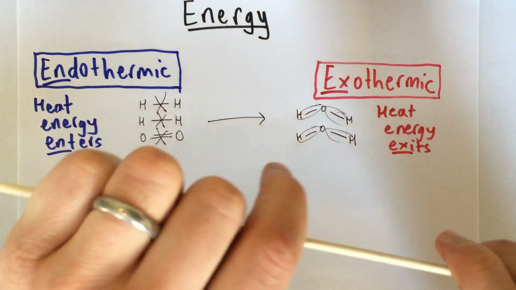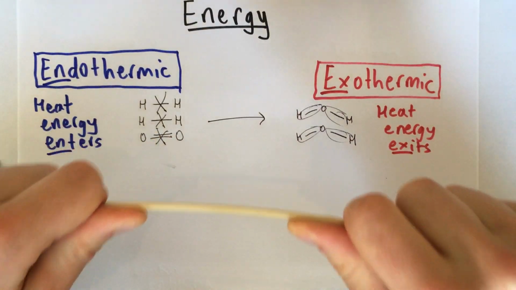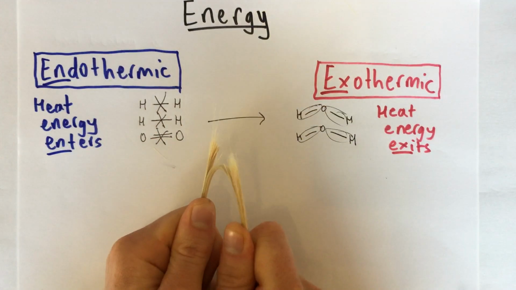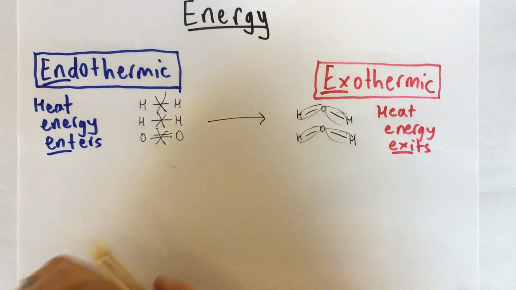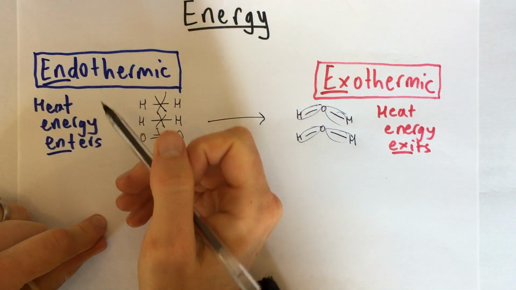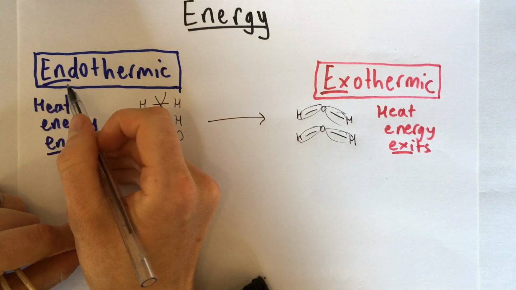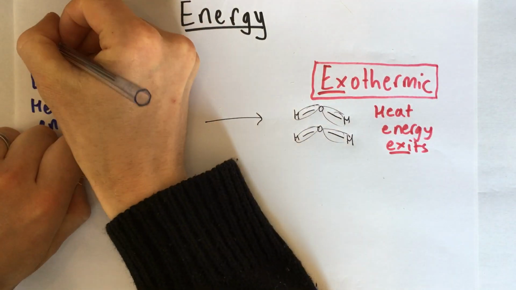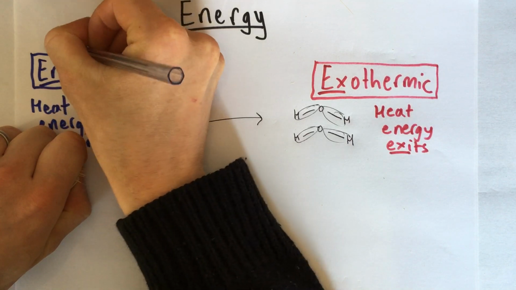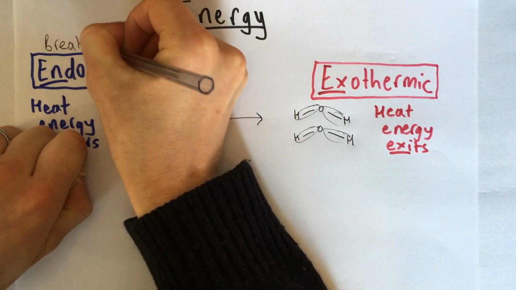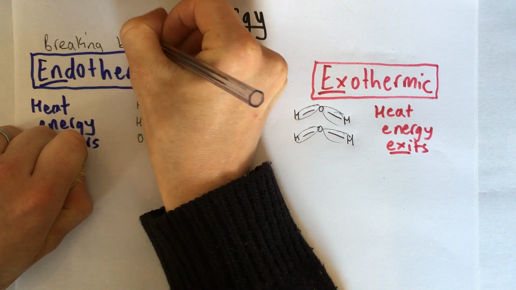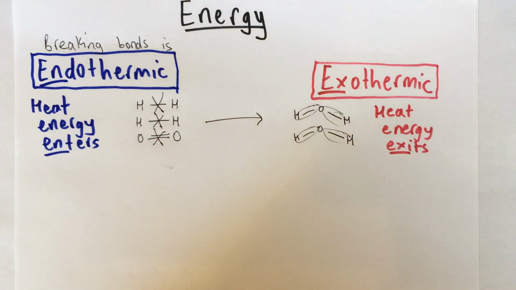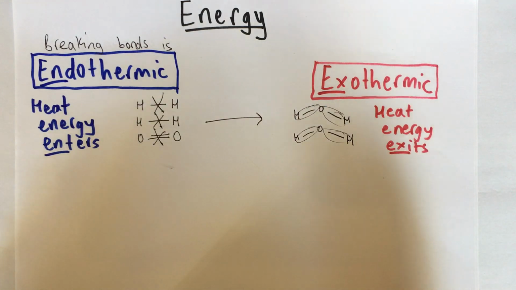This is just a bamboo skewer because I'm in the kitchen, and if I'm going to break it, I've got to put energy in, and eventually I can break it. So breaking bonds is endothermic because you've got to put energy in to break things. So breaking bonds is endothermic. Slightly harder to demonstrate, but I can show you this.